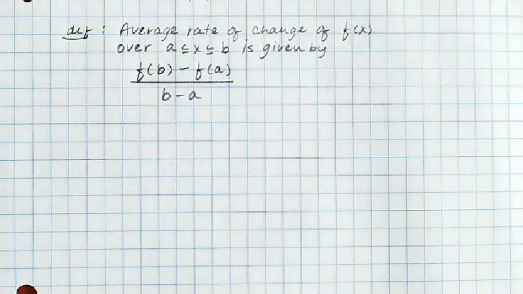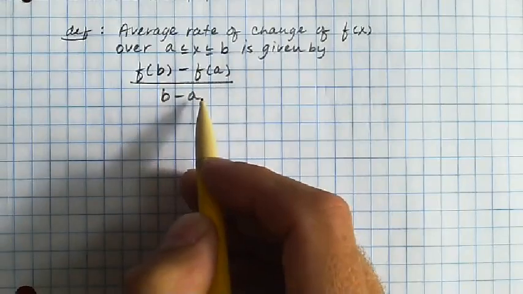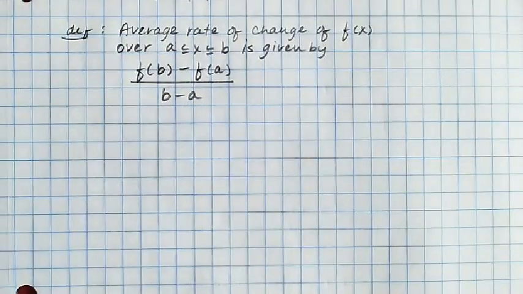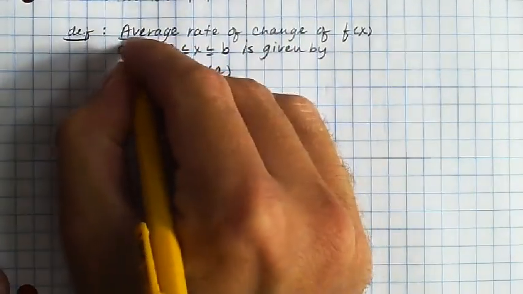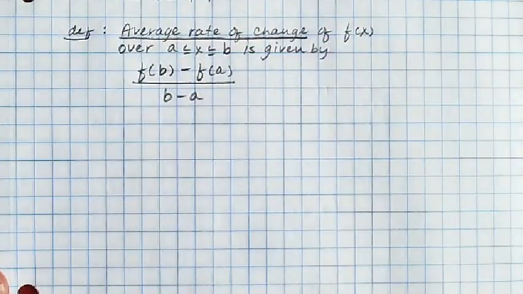Okay, this looks like slope, and it is. It's y2 minus y1 over x2 minus x1. Okay, it is the same idea as the slope between 2 points.